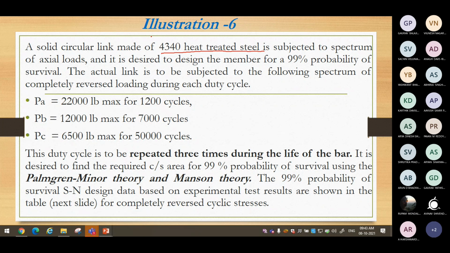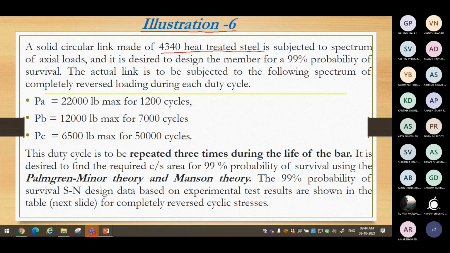That is why we write here illustration. I'm not writing it as problem 1, problem 2, like that. It is illustration. We are explaining various concepts, various feasibilities, various possibilities. Adopting which one is left to you, depending on your requirement in the practical scenario. Various possibilities are there to address a given type of problem. So here the problem is mentioned straightforward with the material so that all of you should get the same answer. That is the reason it is mentioned 4340 heat treated steel.